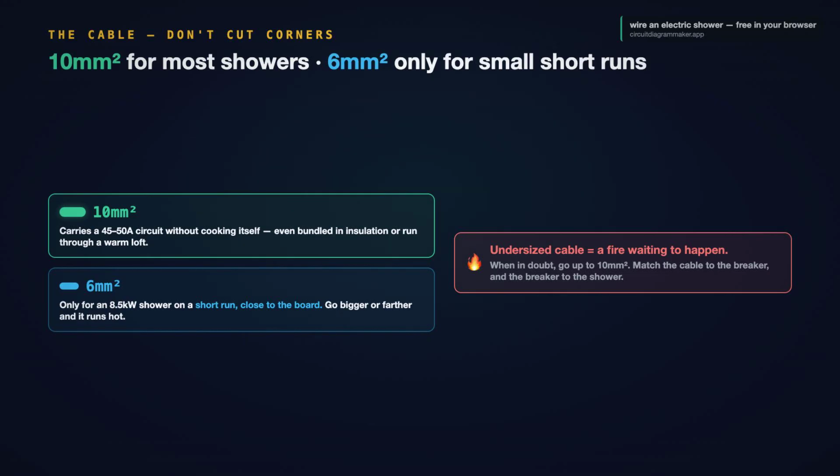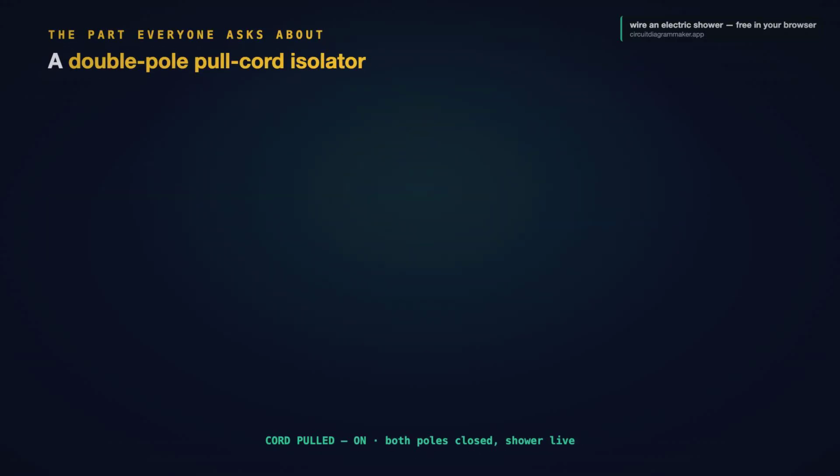This is the whole reason cable sizing matters. Undersized cable is a fire waiting to happen. It carries current fine for a minute, then the insulation warms, then it fails. When in doubt, go up to 10 mil, match the cable to the breaker and the breaker to the shower.